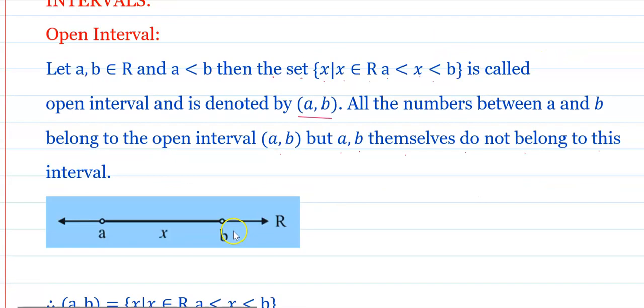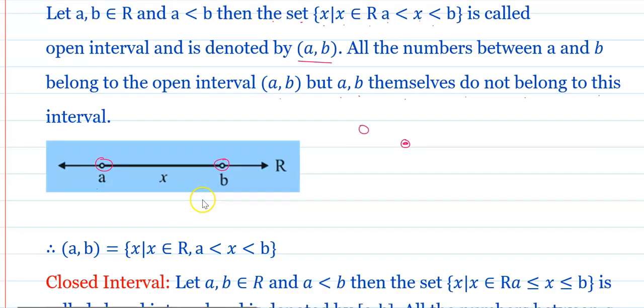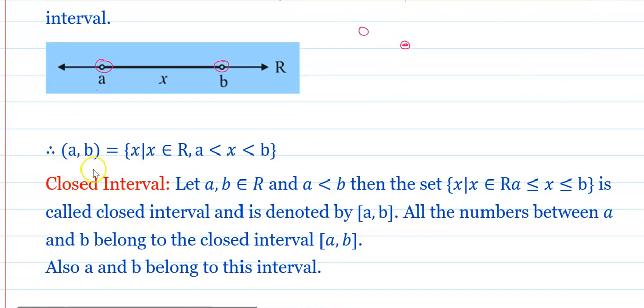And it is represented on the number line like this. This circle and that circle are not filled with anything. It is a completely empty circle. This is the circle like this and this is the circle like this. All the elements are between a and b. They are not equal to a, not equal to b, but between a and b. Therefore the open interval (a, b) is equal to {x : x belongs to the set of real numbers and x lies between a and b}.